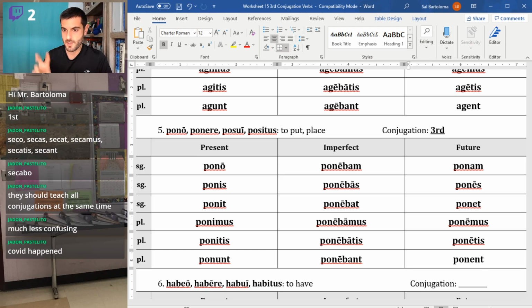So particularly the present and the future, those vowels are very, very crucial. If you mess it up and you think ponet for present, well, no, that's actually future. So you have to be very careful with your vowels.